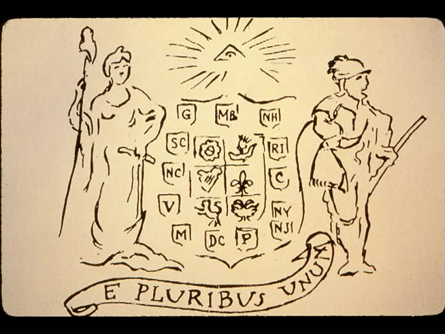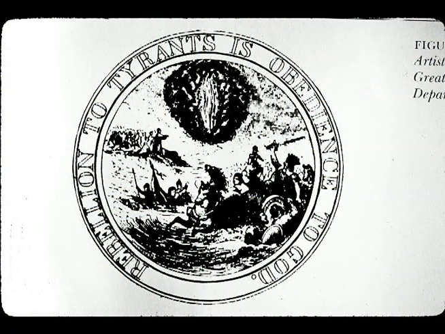This first sketch has several elements used in the final design: the Eye of Providence in a radiant triangle, the shield, and the motto E Pluribus Unum, out of many, one. Franklin's design for the reverse side showed Pharaoh pursuing Moses and the children of Israel through the Red Sea and the light of divine presence. The motto: Rebellion to tyrants is obedience to God.